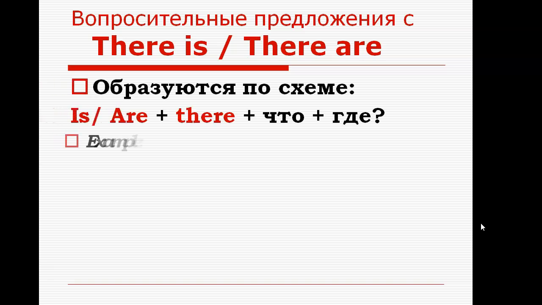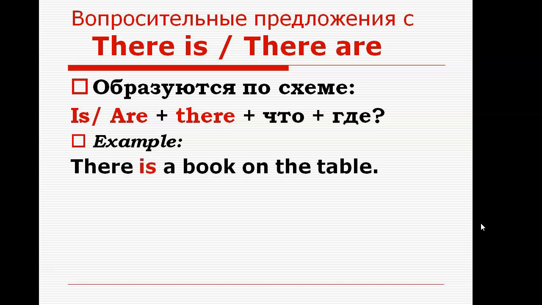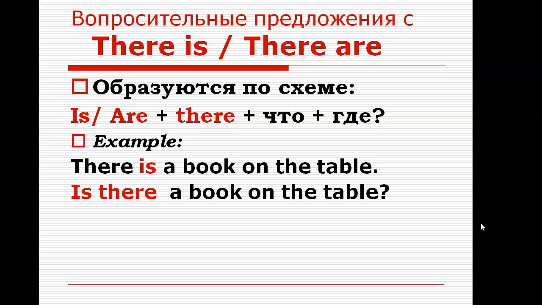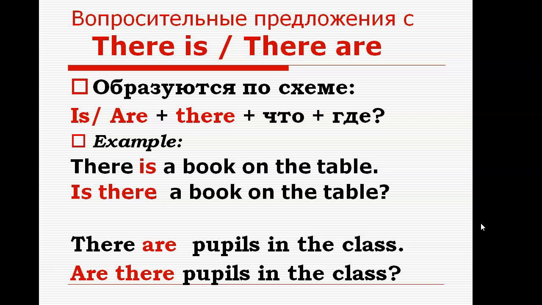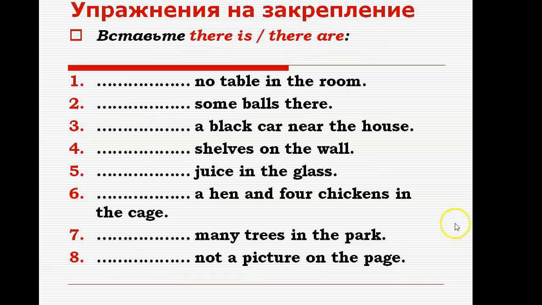It is formed by the scheme: is, are, plus there, plus what and where. The interrogative sentence with there is and there are, yes? There is a book on the table. Is there a book on the table? There are pupils in the class. Are there pupils in the class? Practice exercise. Insert there is and there are.